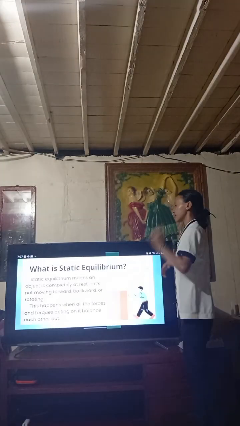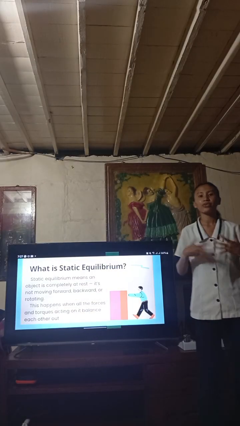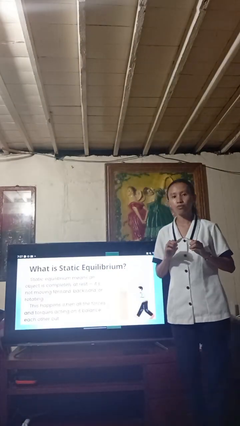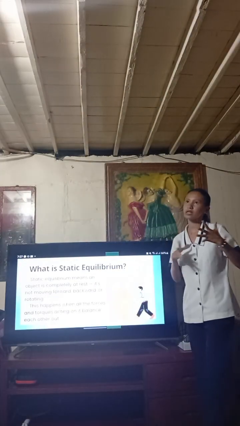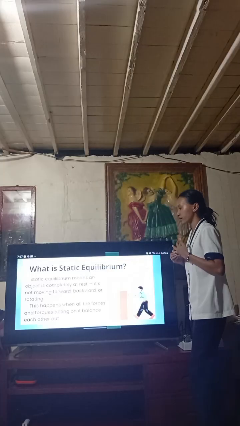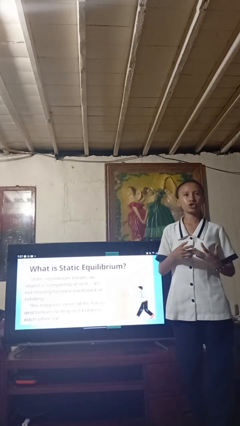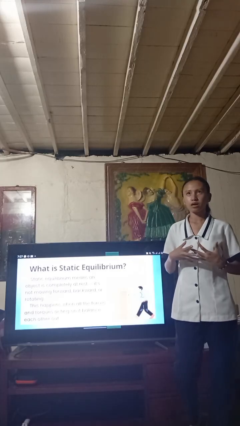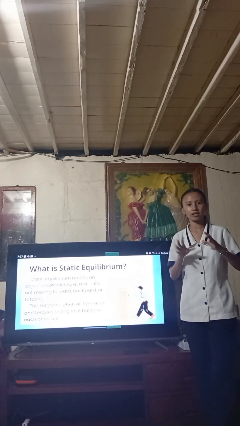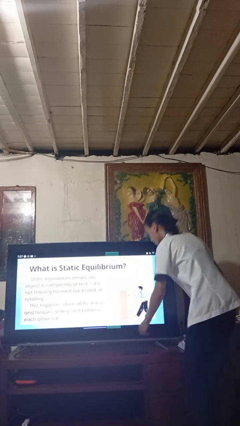So, static equilibrium means it's a thing that isn't moving, completely at rest, not rotating, not moving forward, just completely at rest. But if you intentionally touch it or move it, it will be considered not a static equilibrium. So that is static equilibrium.